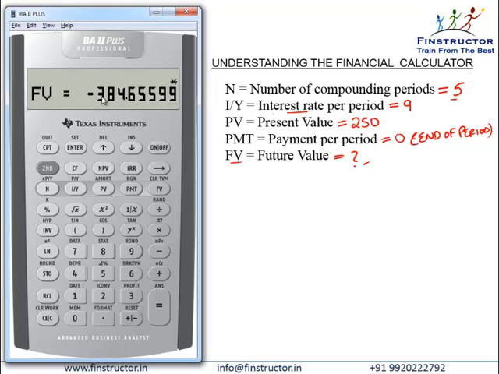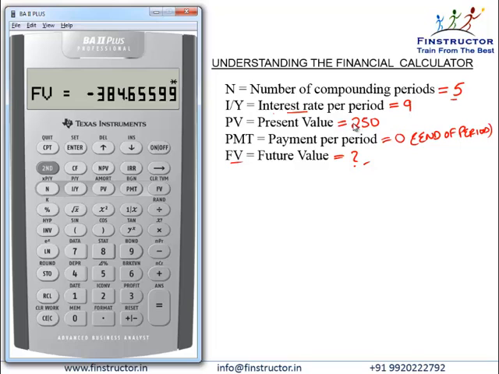Never mind this negative sign that is coming. It just means that if you receive $250 from somewhere, we entered 250 as positive. That means it is a cash inflow into our portfolio. So if we receive $250, we will need to pay back $384.655 if we are receiving the money at the rate of 9%.